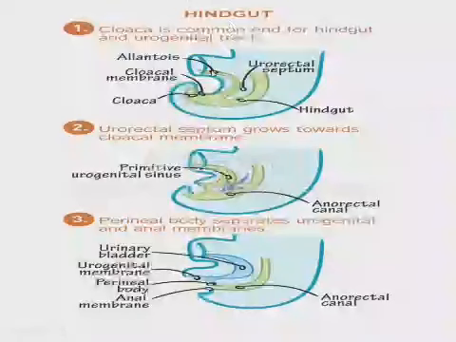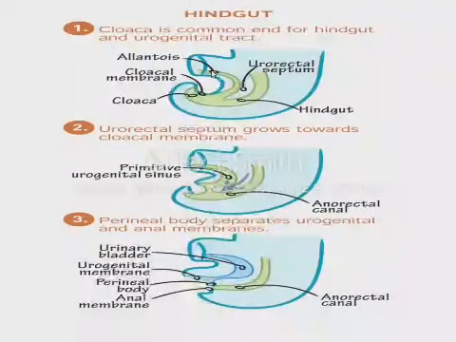This is a summary of the development of the hindgut. Number 1, formation of the cloaca, which is the common end of the hindgut and urogenital tract. This is the cloacal membrane, this is the allantois, this is the formation of the urorectal septum, and this is the hindgut.